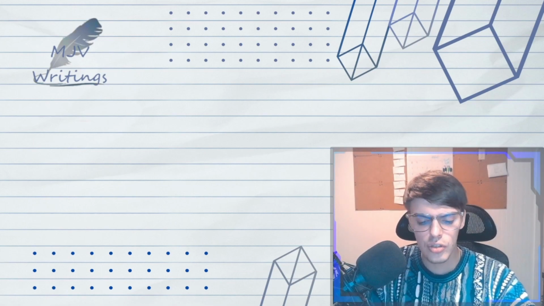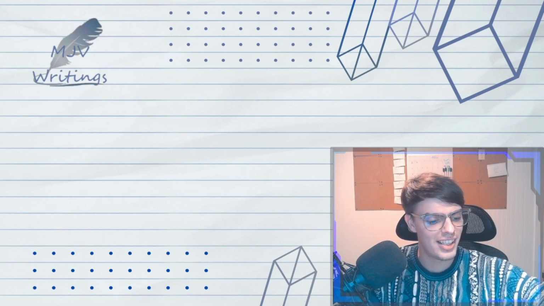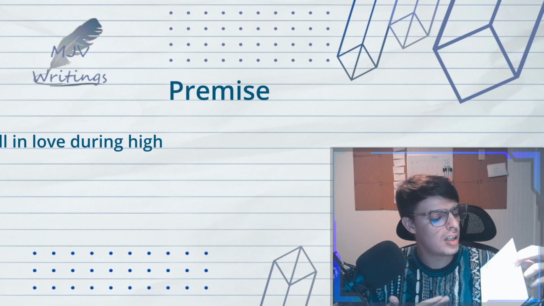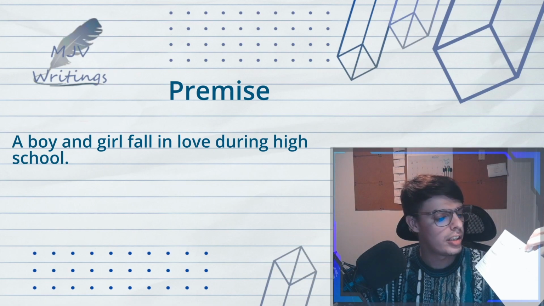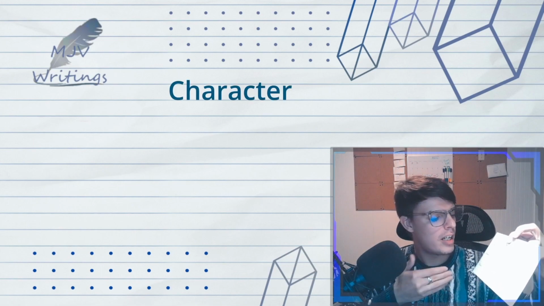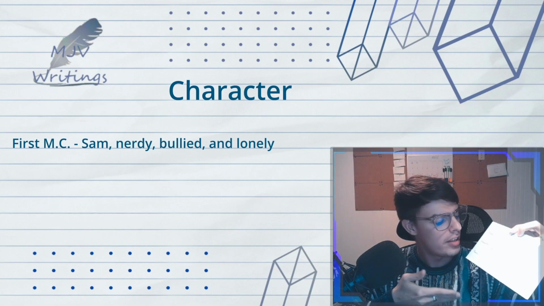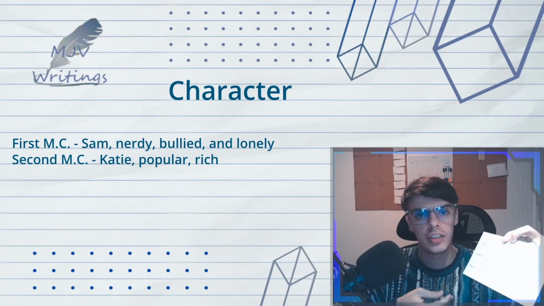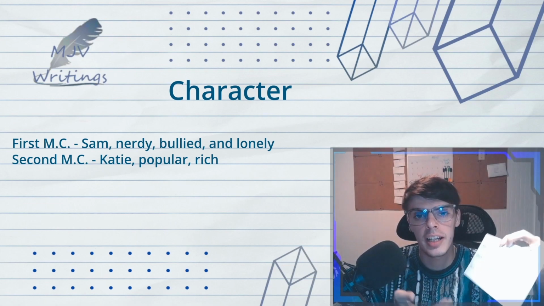Let's do one more, and maybe this time I won't have three characters again. So for this third and final story idea, for the premise, I've started with a boy and girl fall in love during high school. So something super simple, something very basic and understandable. So for our characters, our boy's name is Sam, and he is nerdy, bullied, and lonely. And then for our girl, I have Katie, who is popular and rich. So they're contrasting characters, an unexpected pair, and that will make for an interesting and dramatic story.